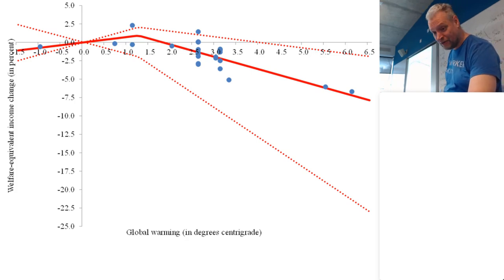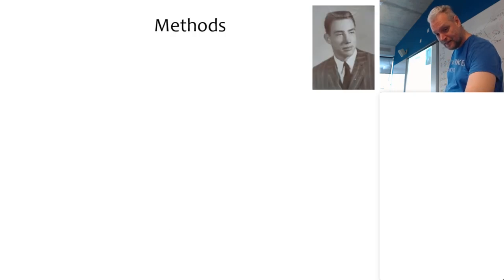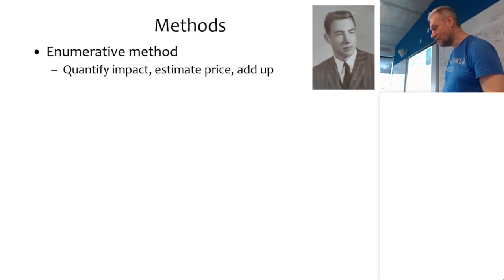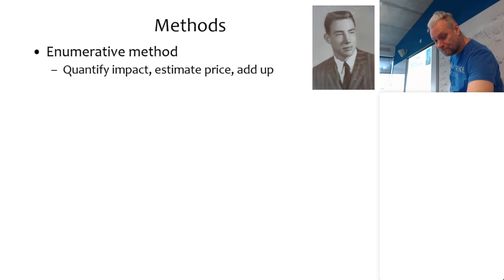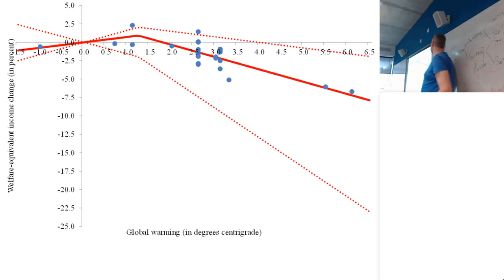The first question you may have is, where does this come from? How did people actually derive these estimates? The most common method is the so-called enumerative method, designed by this guy here, Ralph d'Arge, who was also the first to apply it to climate change. This was back in the days that we worried about global cooling, mostly because of nuclear war, and some background noise about the ice age returning.